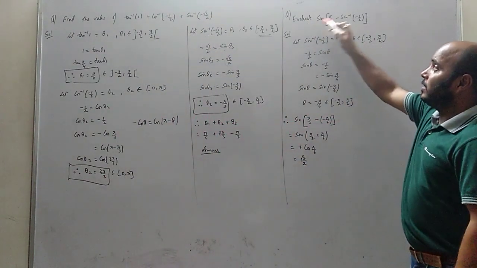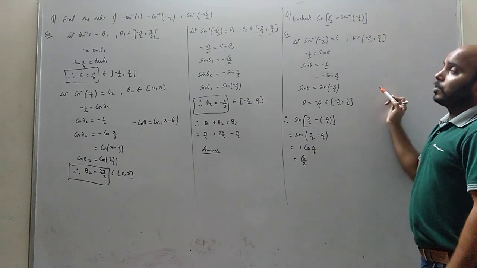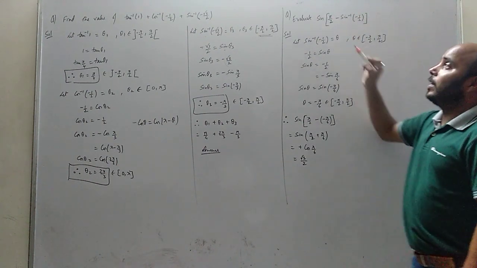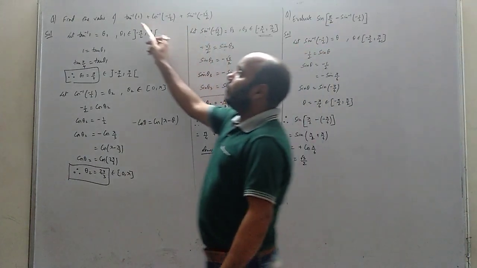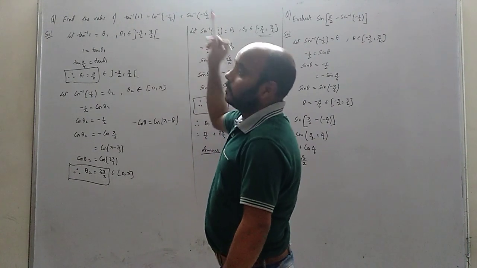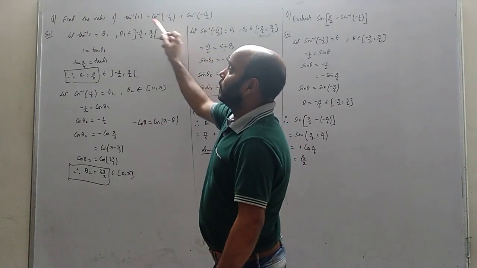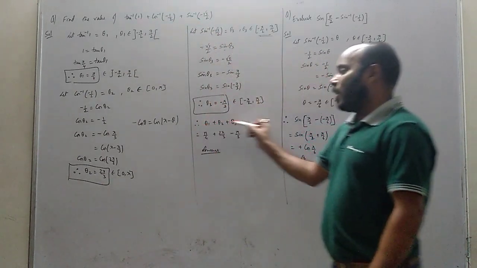Evaluate sin of pi by 2 minus sin inverse minus half. Now see, in this sort of question you have only inverse functions: tan inverse, cos inverse, sin inverse. So you take theta 1, theta 2, and this is theta 1 plus theta 2 plus theta 3. So you add all of them, you got the answer.